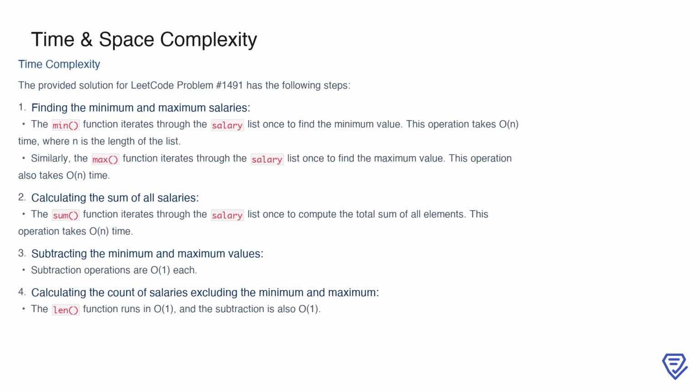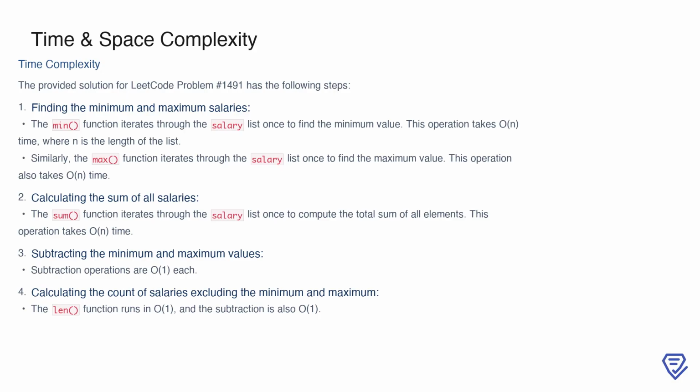To analyze the time complexity, let's break the solution into its main steps. First, we use the min function to find the smallest salary in the list. This function needs to iterate through the entire list once, making its time complexity O(n), where n is the number of elements in the list. Similarly, the max function also iterates through the list to find the largest salary, which is another O(n) operation. Next, the sum function computes the total sum of all salaries by iterating through the list once more, which again takes O(n) time. After these operations, we perform 2 subtraction operations to exclude the minimum and maximum salaries.